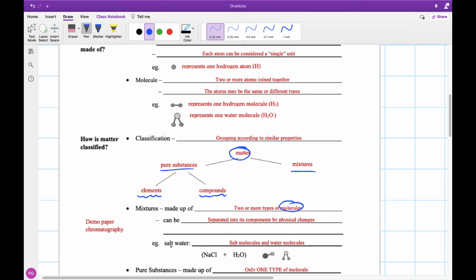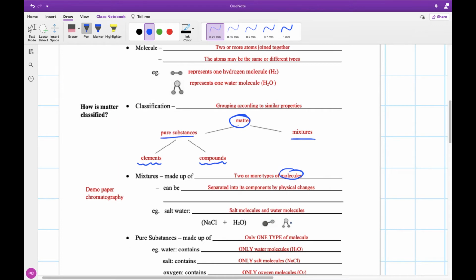So for example, we can have salt and water. So salt molecules and water molecules, this is what a salt molecule would look like. This is what a water molecule would look like in terms of a diagram. So if we had salt and water mixed together, that's what we would get.